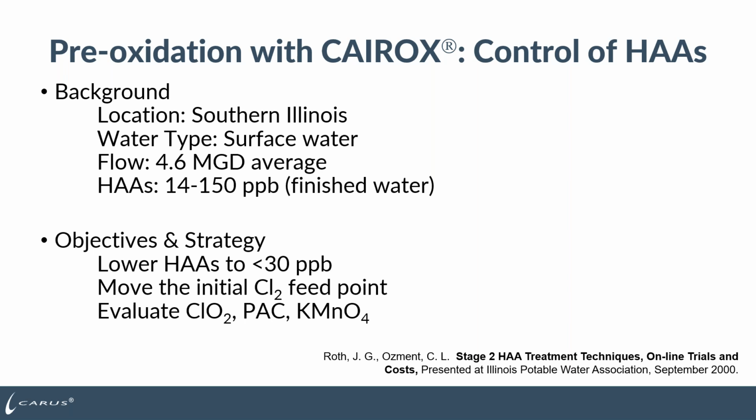So their goal was they wanted to lower their HAAs to less than 30 parts per billion. They wanted to move the chlorine feed point, and they evaluated a couple different treatment options. So they looked at chlorine dioxide, they looked at using powder activated carbon to absorb HAAs, and they looked at potassium permanganate.